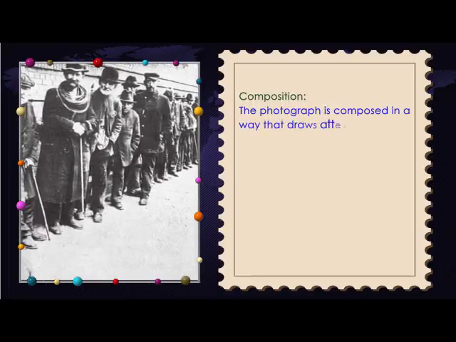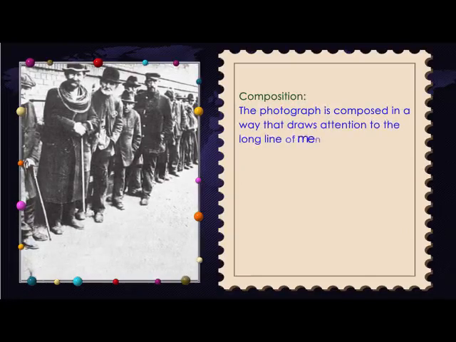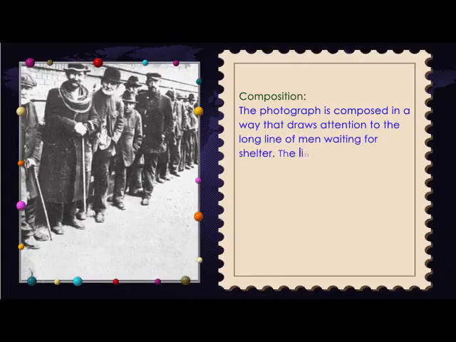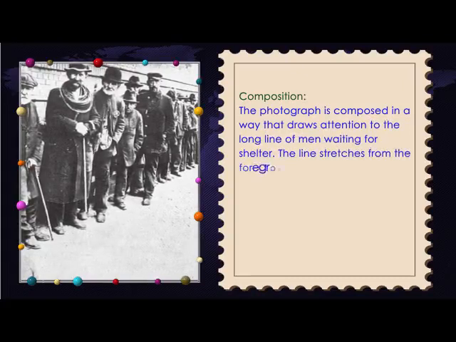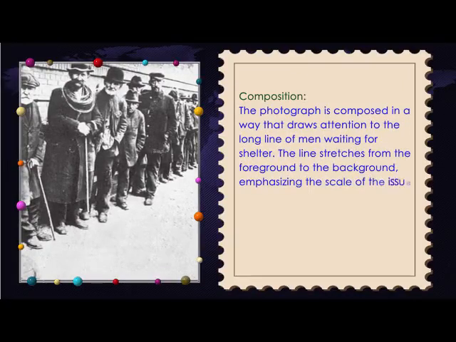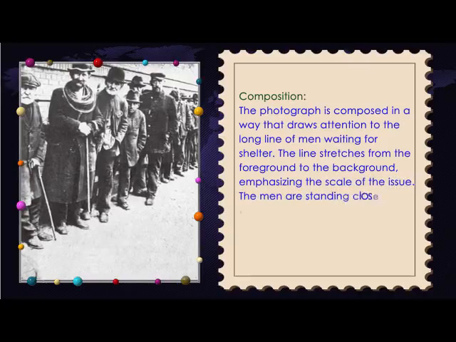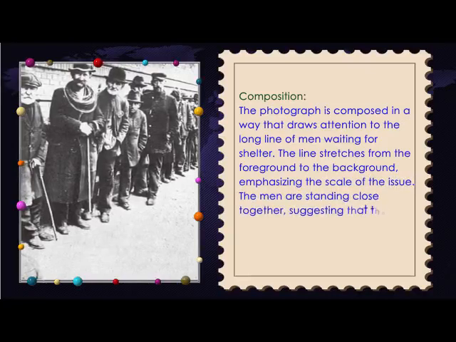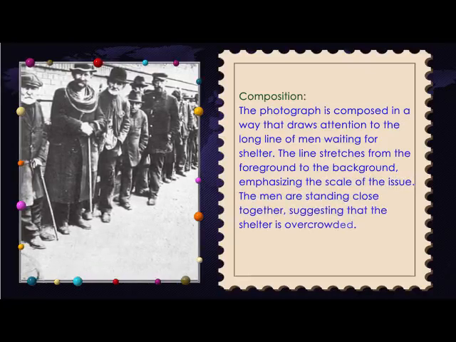Composition: the photograph is composed in a way that draws attention to the long line of men waiting for shelter. The line stretches from the foreground to the background, emphasizing the scale of the issue. The men are standing close together, suggesting that the shelter is overcrowded.